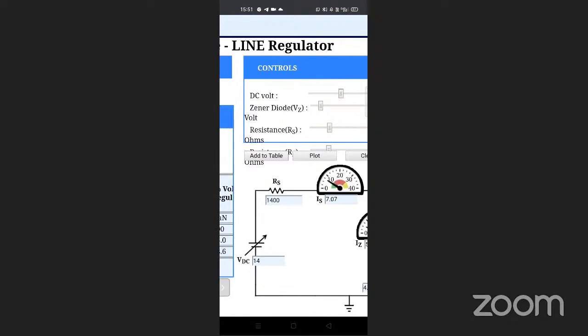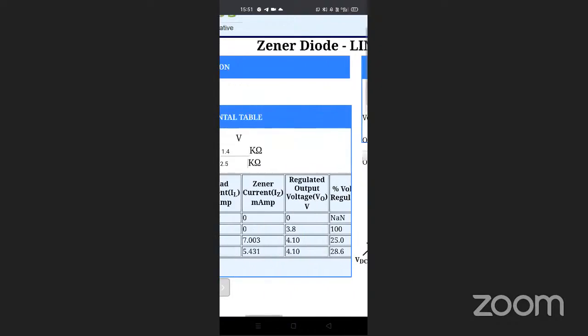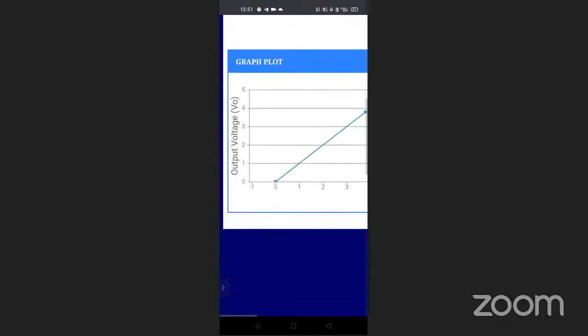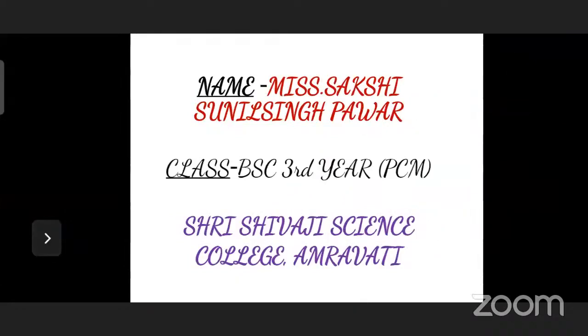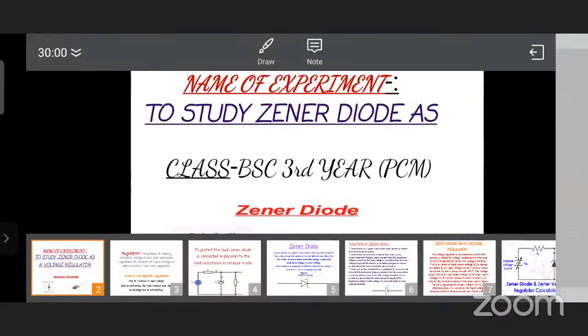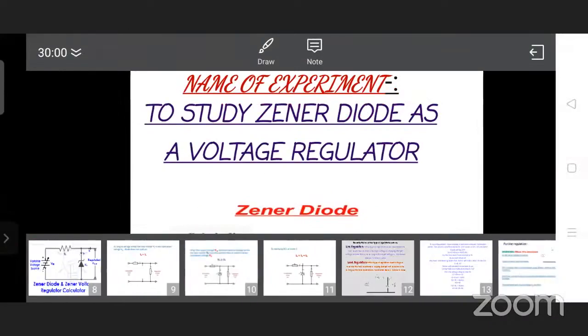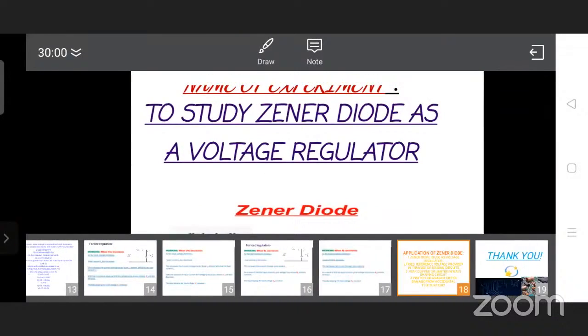And now we will plot a graph. So here we can see after a certain value of voltage, that is the Zener breakdown voltage, our output voltage has remained constant, and we have got a parallel line for it. So from here we can say our Zener diode has worked as a voltage regulator.